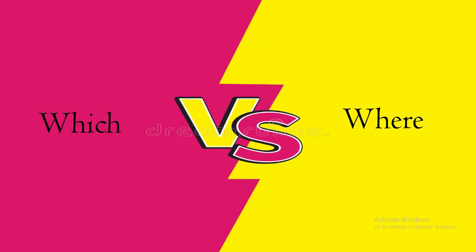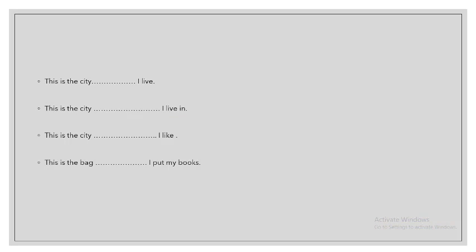Now, which versus where? Sometimes you will be confused. Do I have to use which or do I have to use where? Now we will see how we can differentiate between them. See here. This is the city I live. This is the city I live in. This is the city I like. This is the bag I put my books.